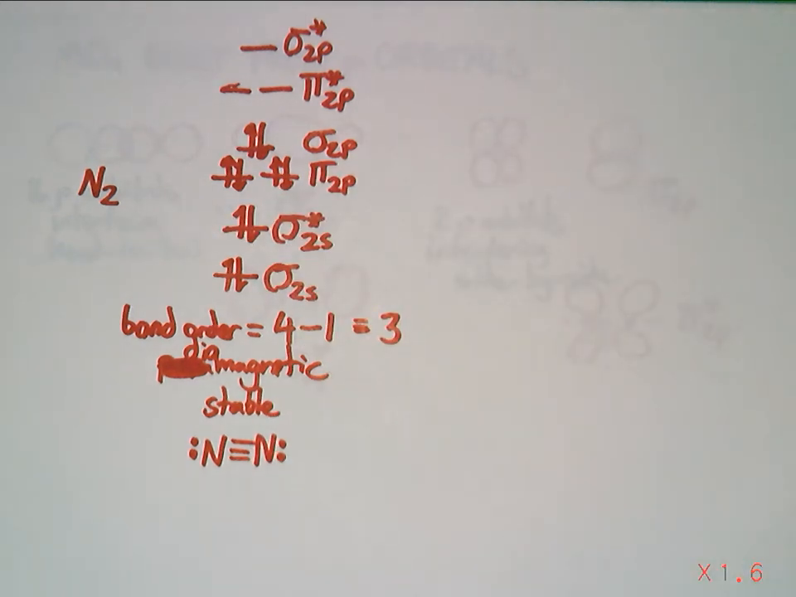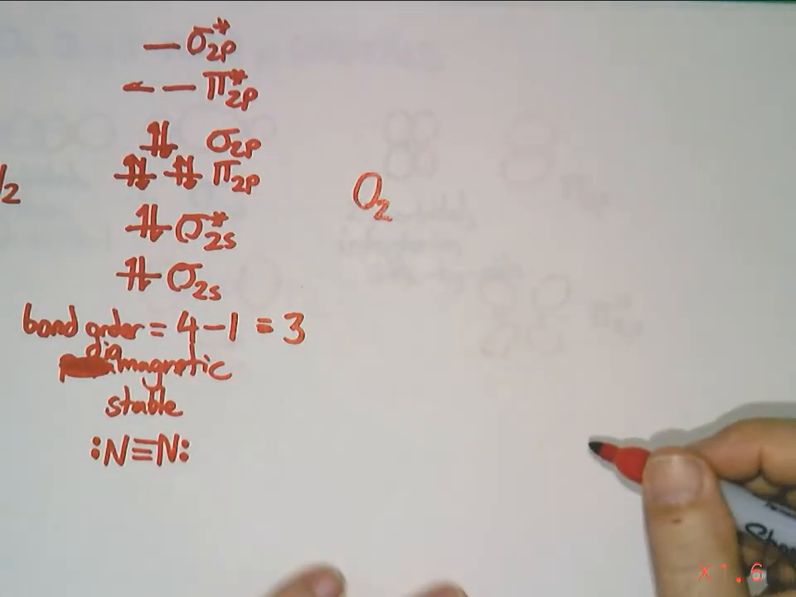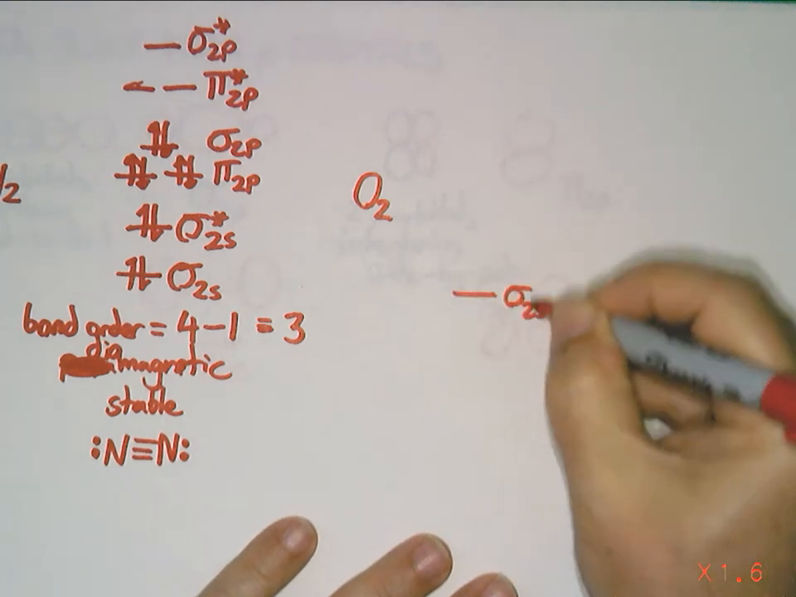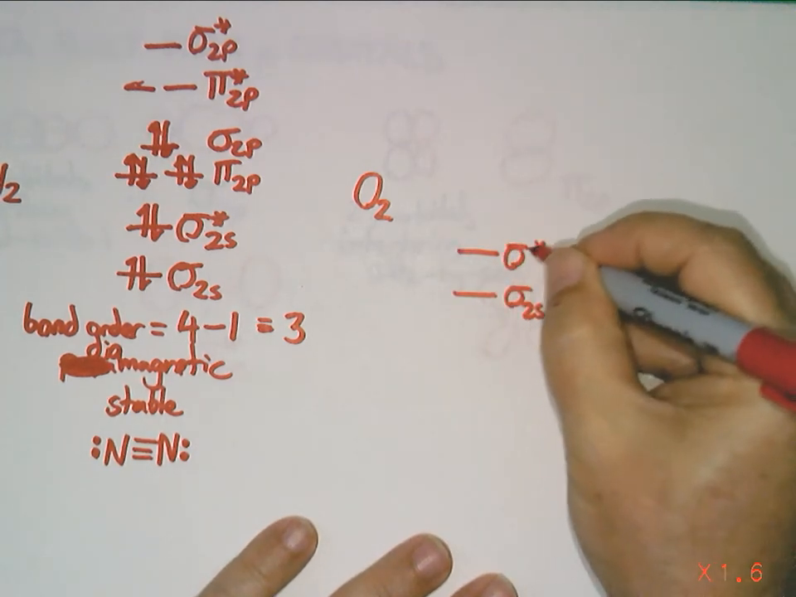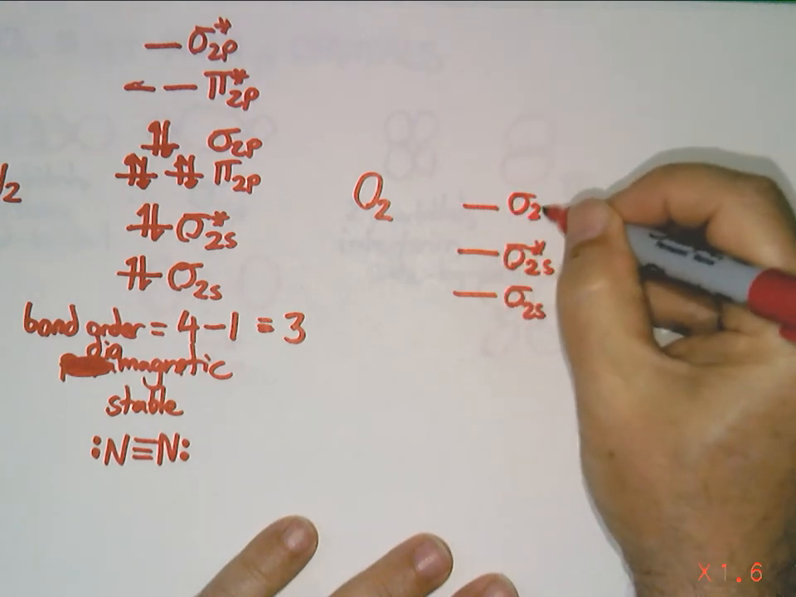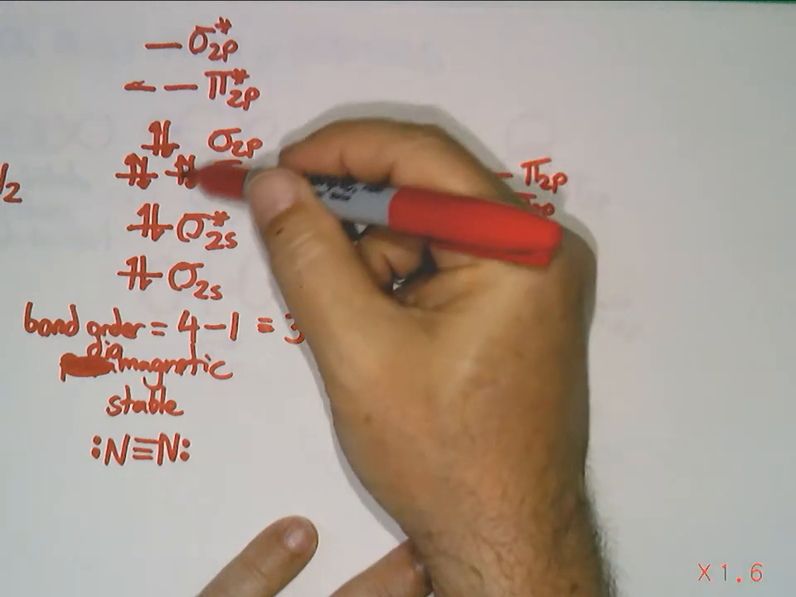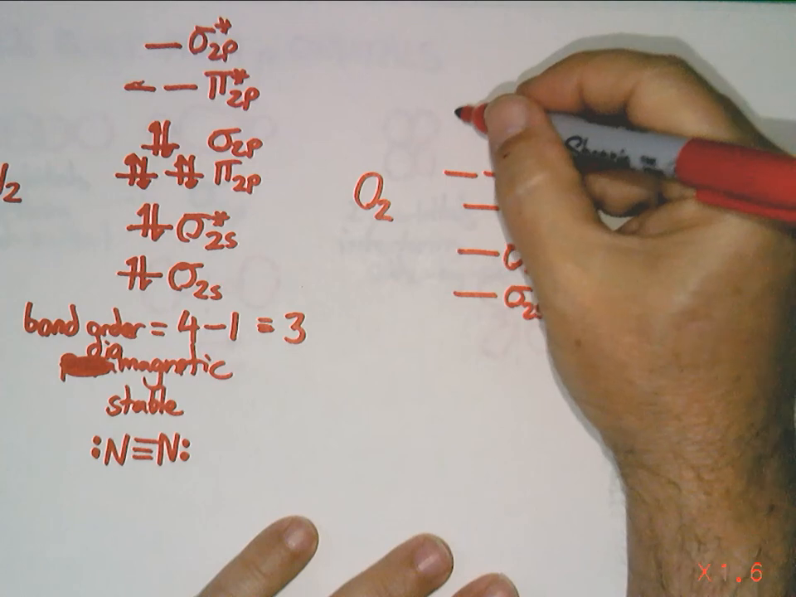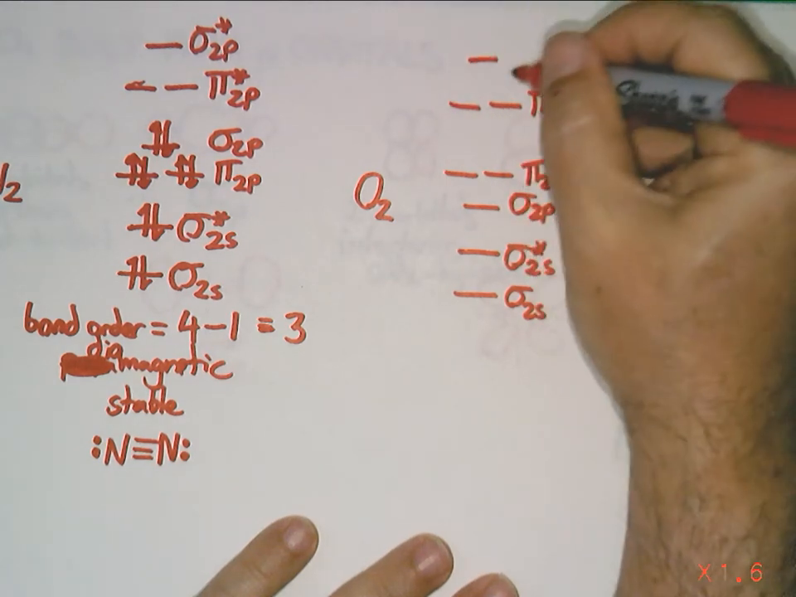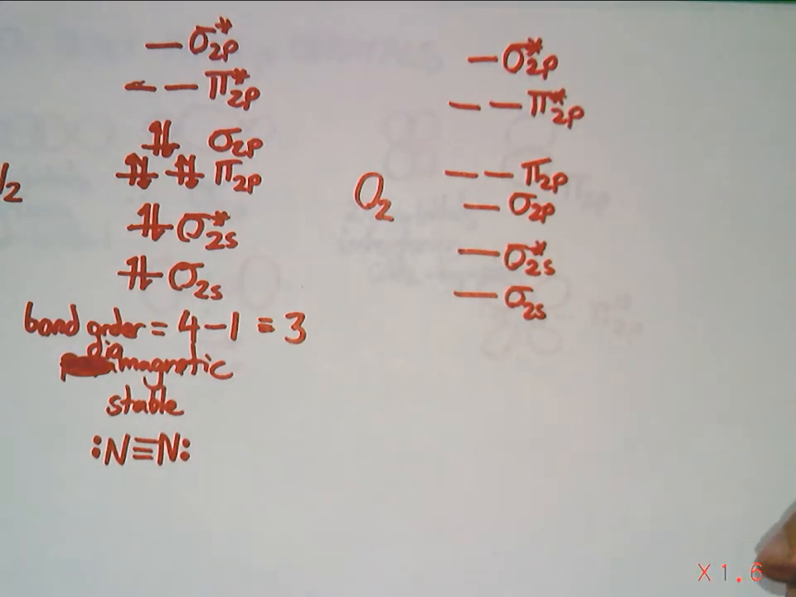Let's do another one. Let's do O2. The molecular orbital diagram for O2 is just a little tiny bit different. Here's your sigma 2s. Here's your sigma star 2s. Here's your sigma 2p. Here's your pi 2p. Notice that it's a different order than I had over here. Here's your pi star 2p. And here's your sigma star 2p. Let's fill in the molecular orbital diagram for O2.